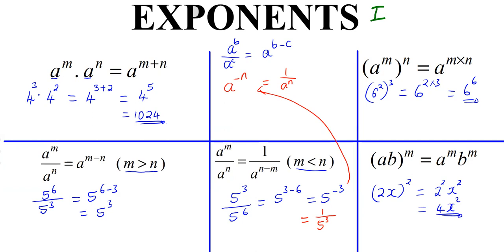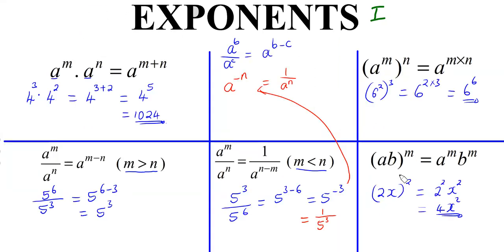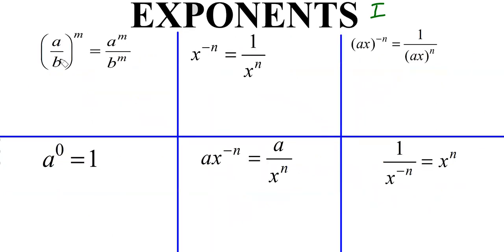Okay, let's move on. Remember what we have seen on the previous slide. A and B are multiplying, and we have a power outside the bracket. Can you see what happened to the m? M goes to A, and M also goes to B. What if we are dividing? The same thing is going to happen. We have A over B, and the exponent is outside the bracket. What happened to the M? M goes to A, and M also goes to B.